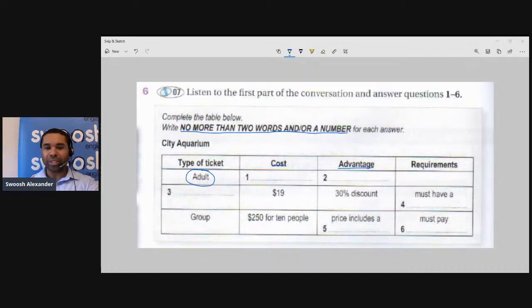Could we hear the recording? Okay, the answer was $27.